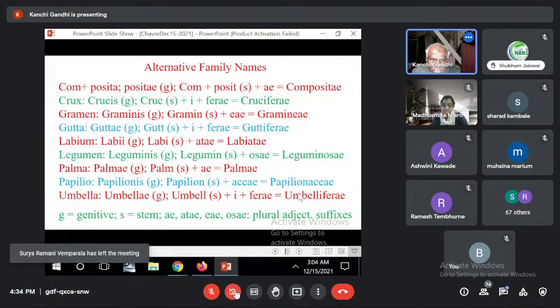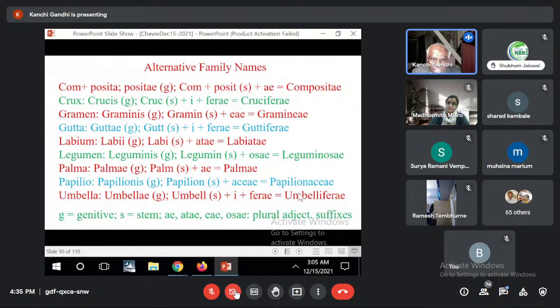And add it to the second term. And if the second term does not start with a vowel, add I as a connecting vowel if it is Latin, or add O as a connecting vowel for Greek terms.